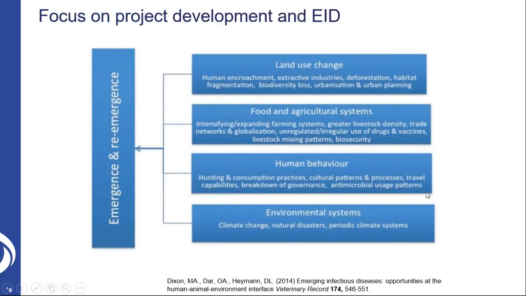So why such a focus? I want to bring today the focus on emerging infectious diseases and pandemics, because we know well what the factors are that can facilitate the spillover of a virus from animals to humans. And it's everything that has to do with a lot of the BRI projects: land use change, encroachment in areas that previously were not inhabited by humans, extractive industry, deforestation, but also food and agricultural systems. We talk about massive production of protein and animals for human consumption in a lot of the BRI countries. It is human behavior, as well as environmental systems.